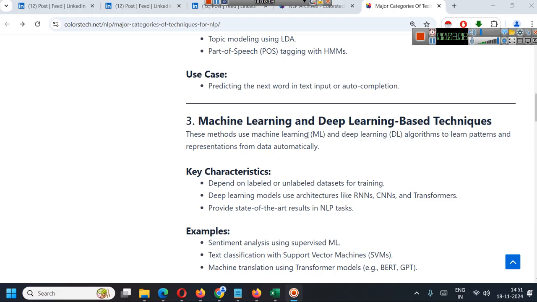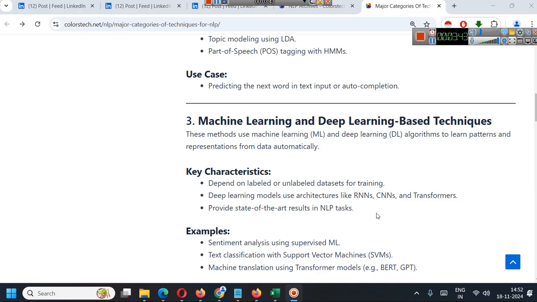These methods use machine learning and deep learning algorithms to learn patterns and representations from data automatically. The key characteristics are: they depend on labeled or unlabeled data sets for training. That is, it can be a supervised machine learning or unsupervised machine learning problem. The deep learning models use architectures like RNN and CNN and transformers. So these are recurrent and convolutional neural networks.